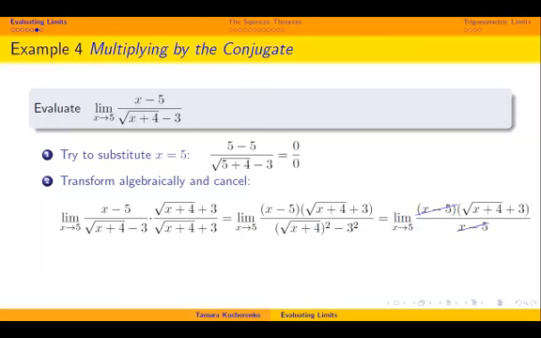Now we just have to substitute x = 5 into the limit of square root of x + 4 plus 3. We obtain square root of 5 + 4 plus 3 equals 6.